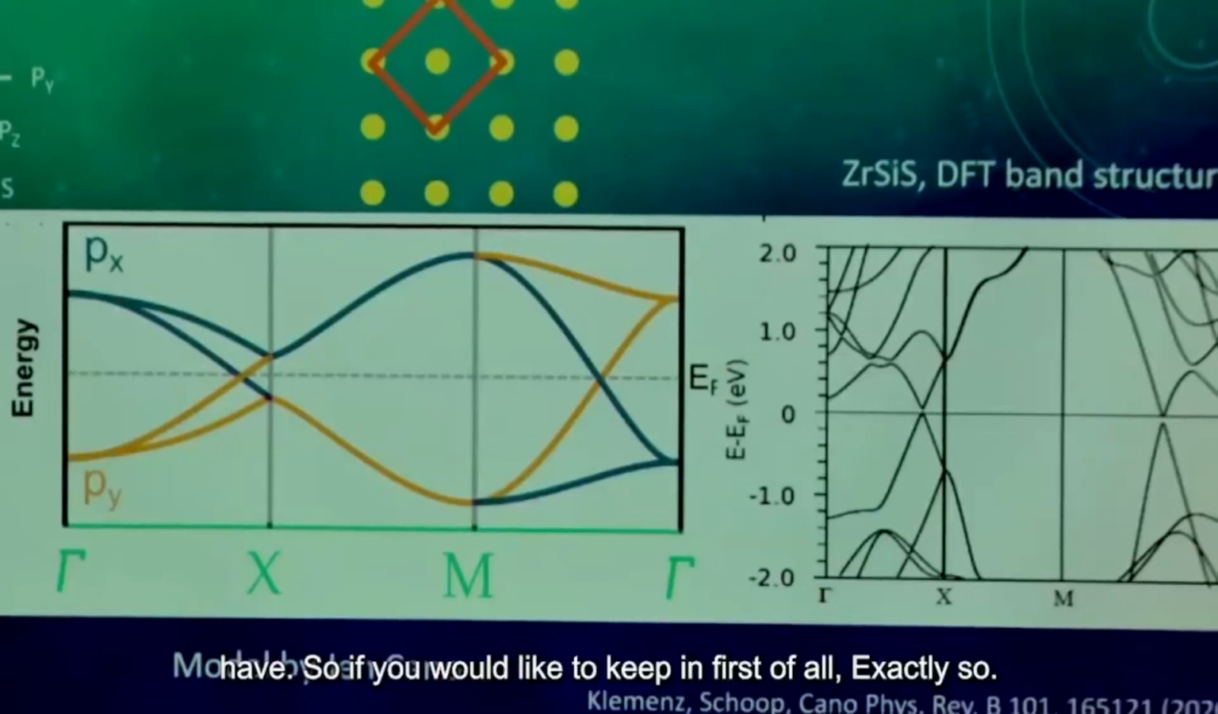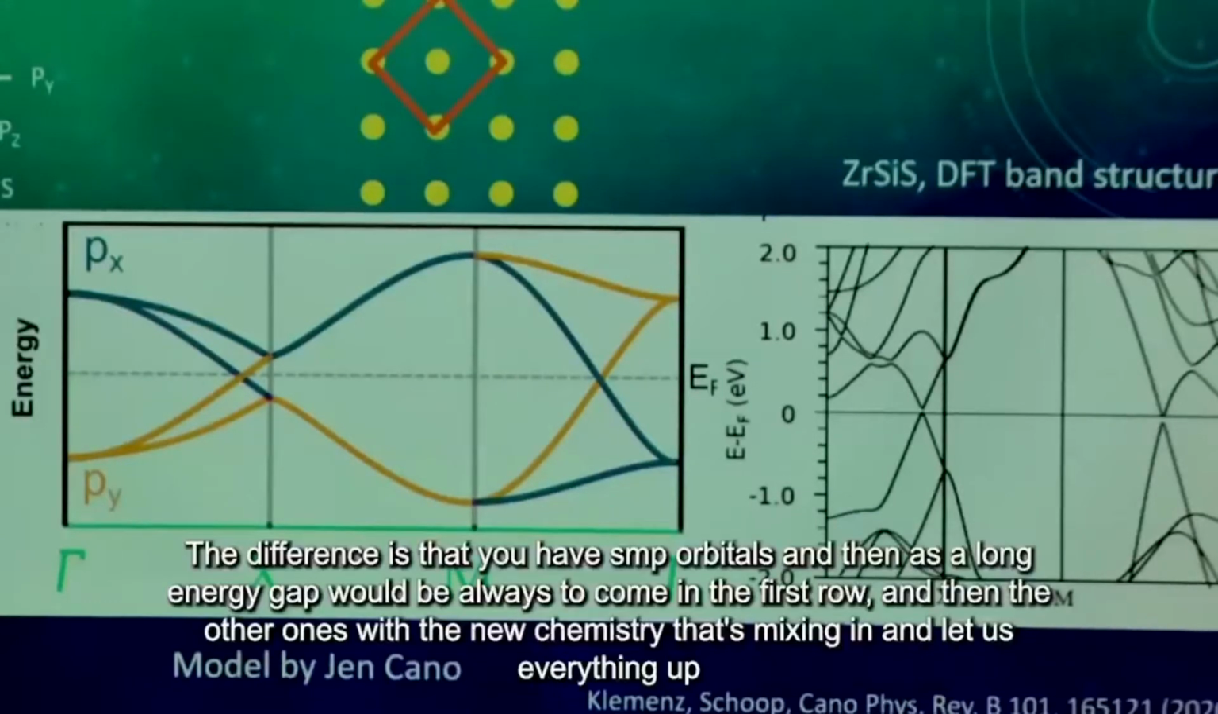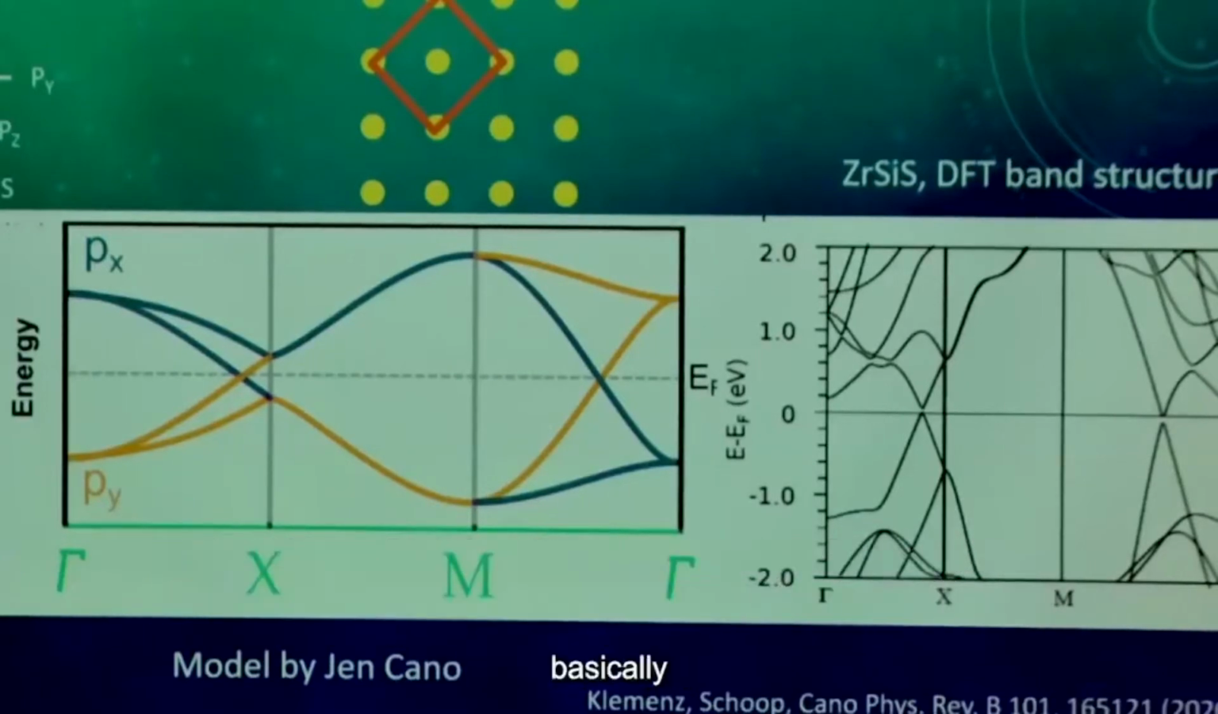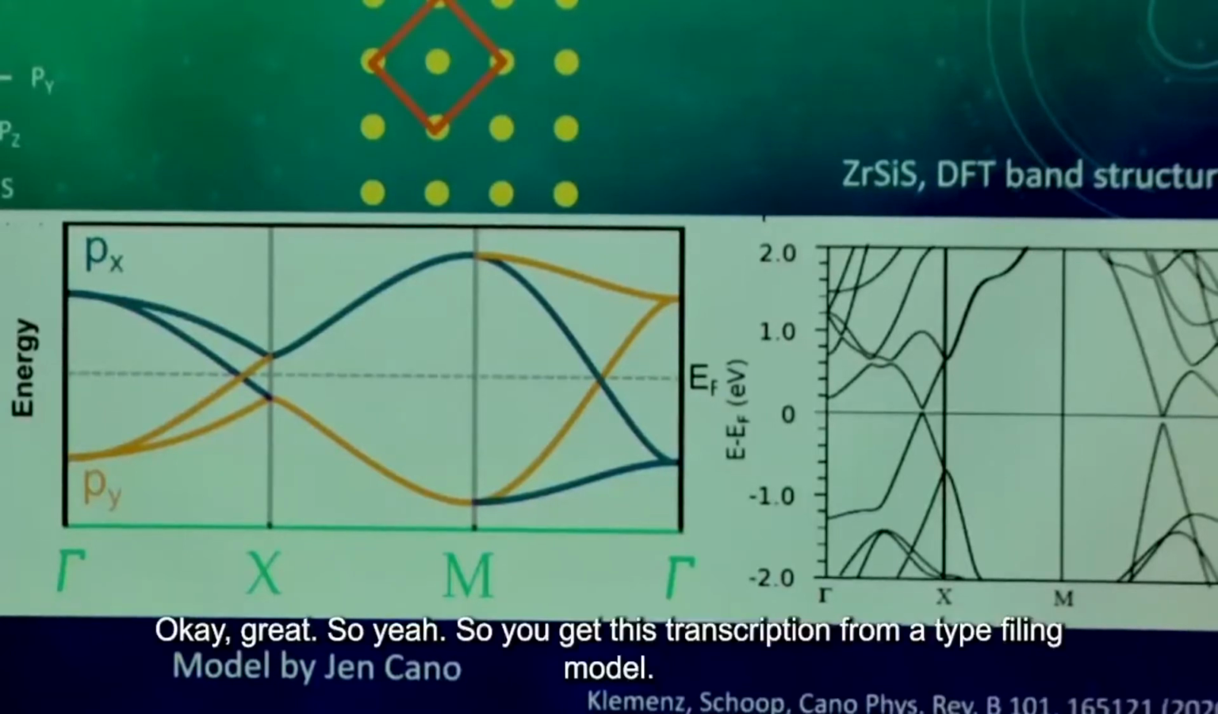Exactly. So the difference is that you have s and p orbitals, and then there's a long energy gap before d orbitals come in the first row. In the other rows, the d chemistry starts mixing in and messes everything up, basically.